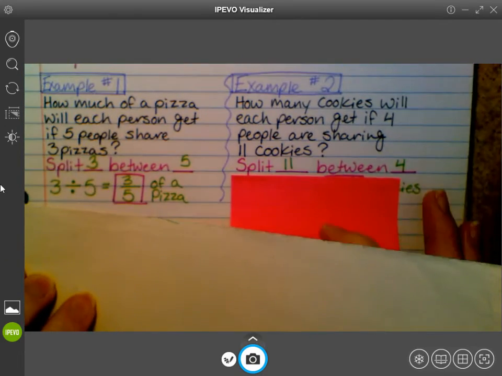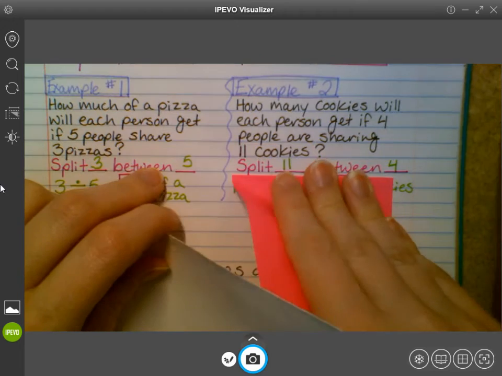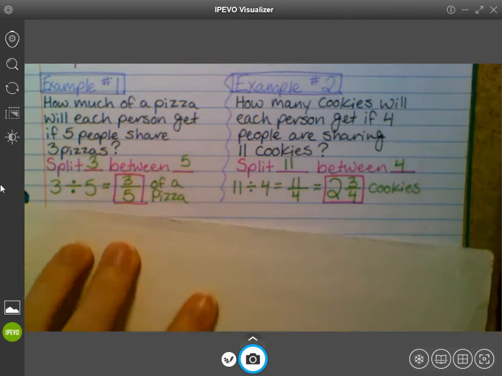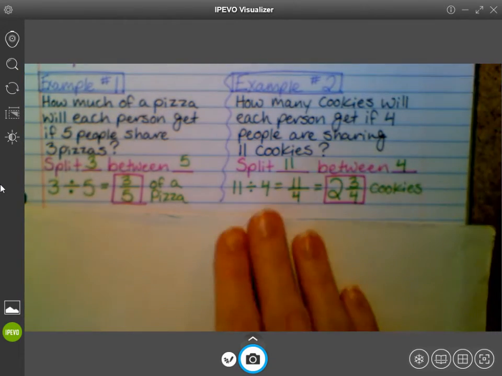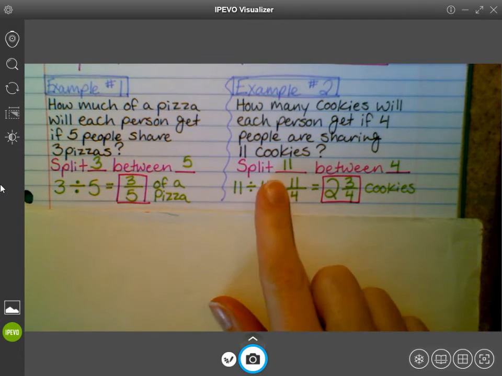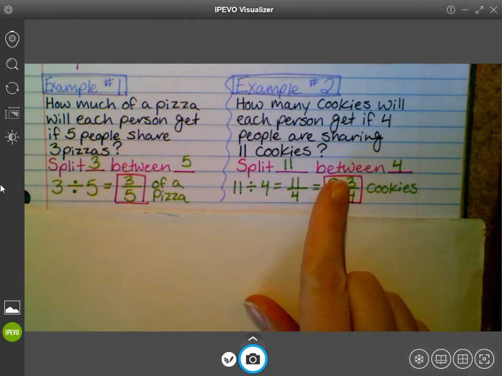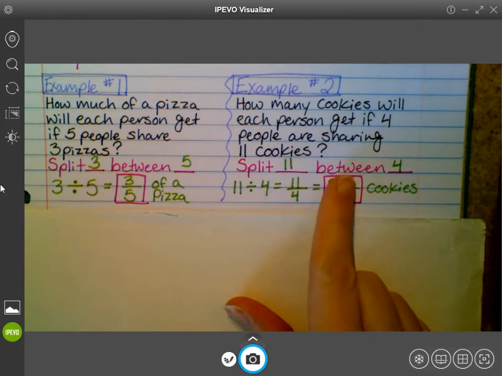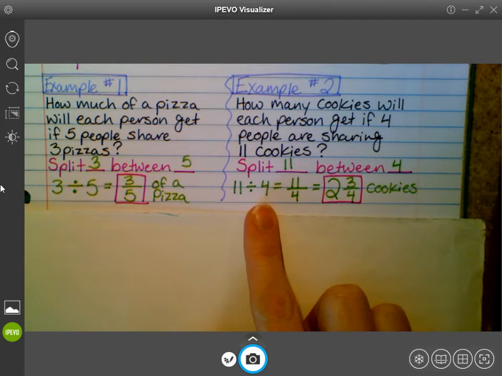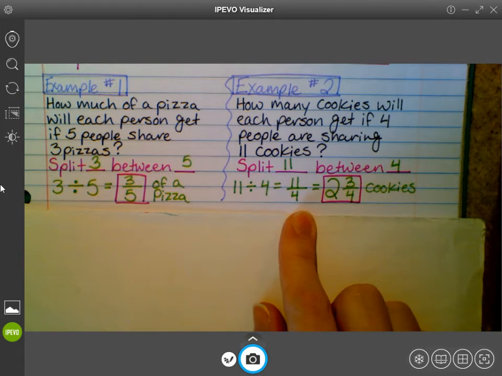So when we turn it into a fraction, we should have taken 11 and divided it by 4. Because remember, we do the split, then the between. We just go left to right. So split 11 between 4. So we're taking 11 and dividing it by 4. As a fraction then, that looks like 11 fourths.